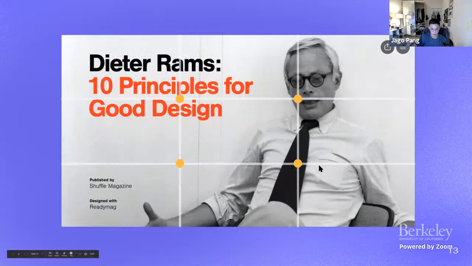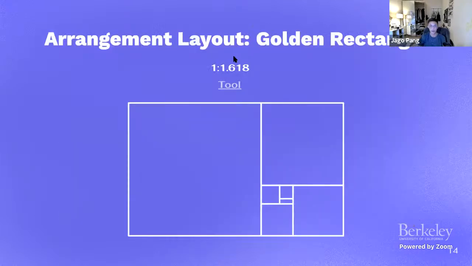Same for this cover. At the intersection points, or at least three of them, the title's at the top left intersection, and then the guy, Dieter Rams, is on the third line too. Another type of arrangement layout is the golden rectangle, or the golden ratio. It's a ratio of 1 to 1.618.